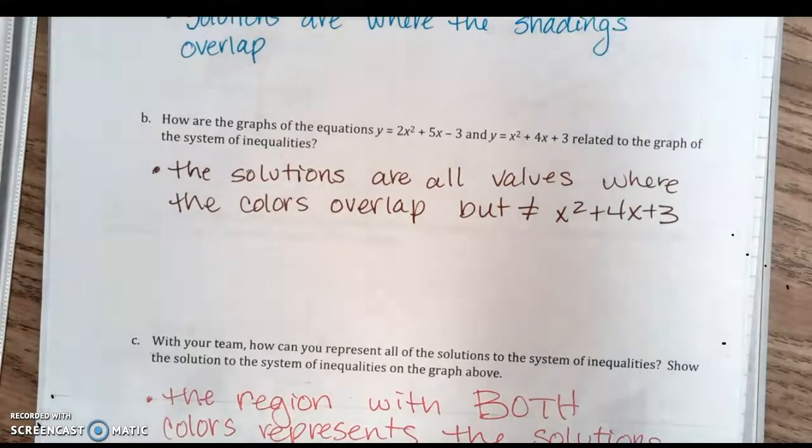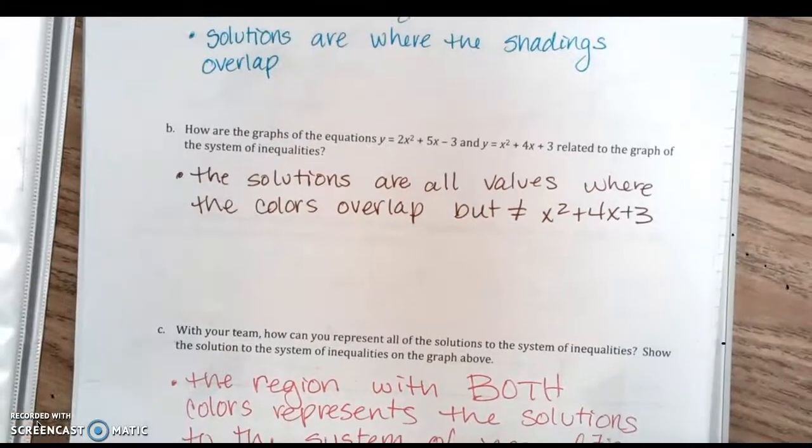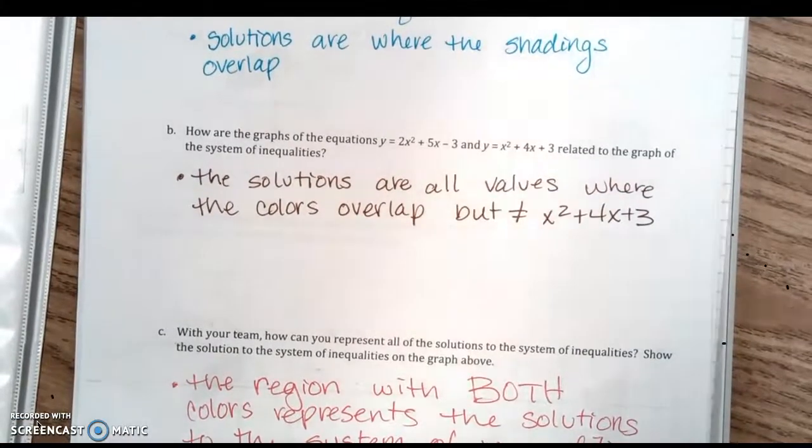And then part C, am I going too fast? Okay. Is that better too, to show all three answers at the same time? Okay.